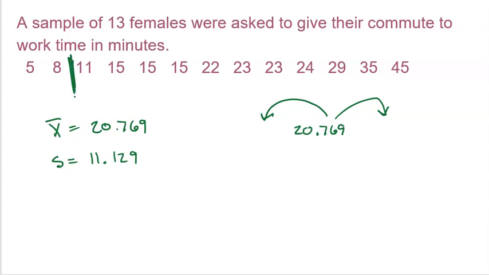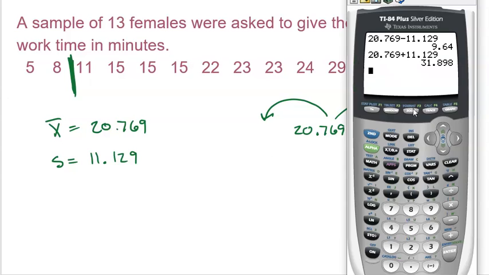10 falls about right here. 32 falls about right here. Hey, what do you know? A big chunk of my data, not all, but almost all of my data falls within that 1 standard deviation of the mean. All right, what about IQR and range?